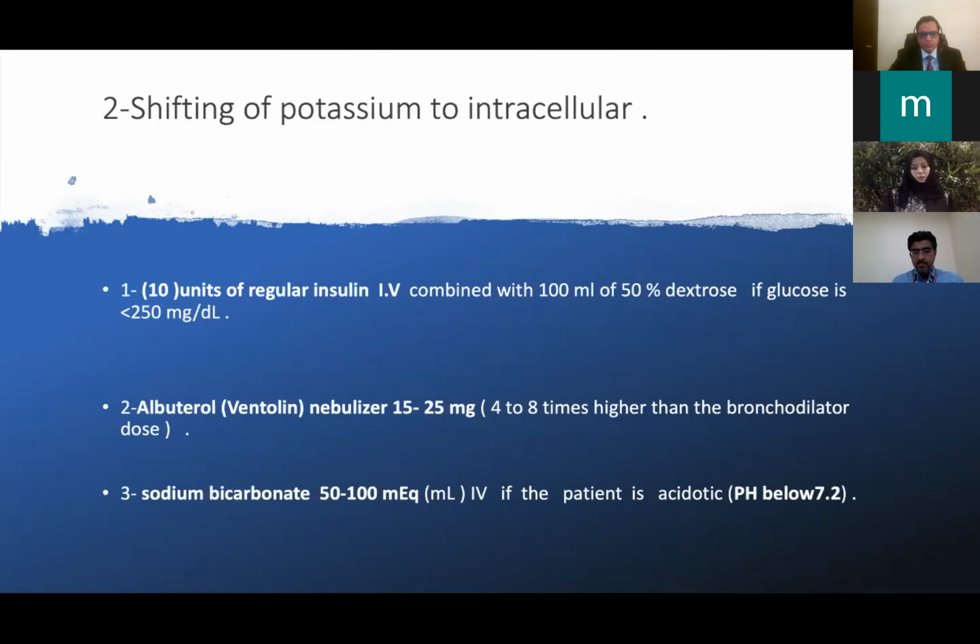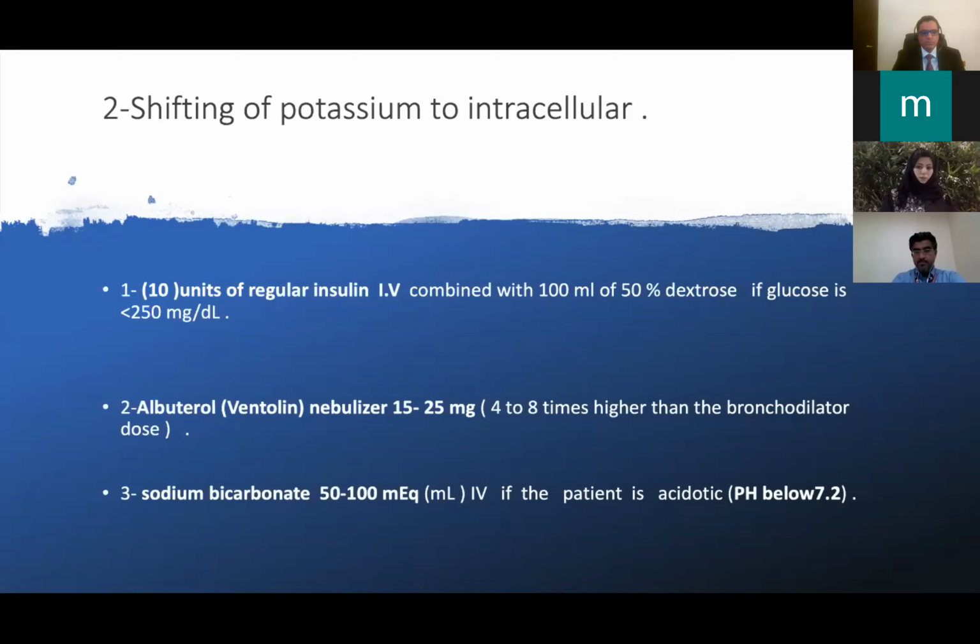The second part of management will be shifting the potassium to the intracellular component by using insulin, 10 units of insulin or 0.1 unit per kg, combined with dextrose. Here the dextrose does not work at all for hyperkalemia. The only indication for dextrose here is to prevent potential hypoglycemia secondary to the high dose of insulin. So if your patient is hyperglycemic already, you might not need the dextrose. Here, the dextrose is only to protect from potential hypoglycemia secondary to the insulin.